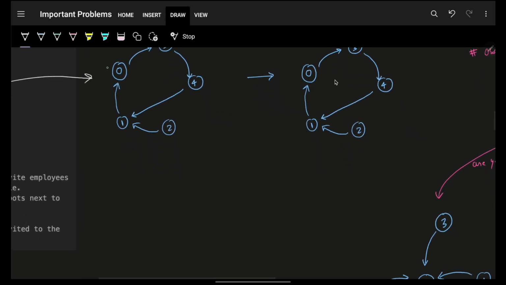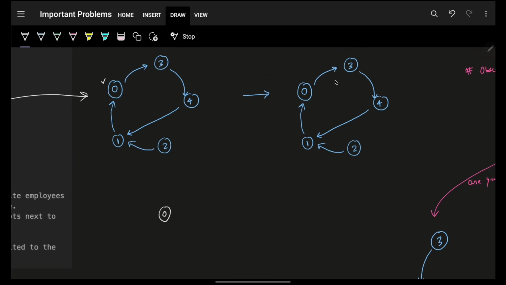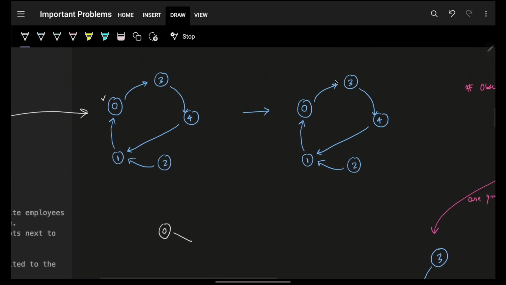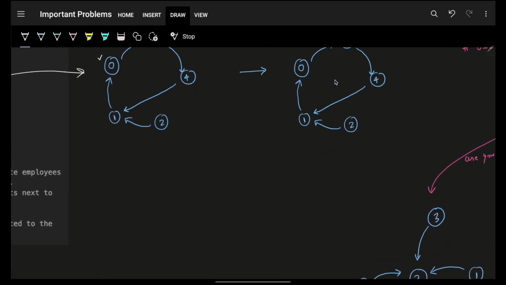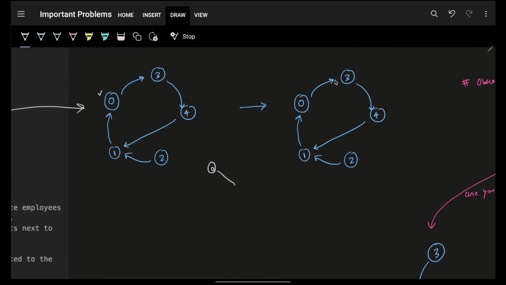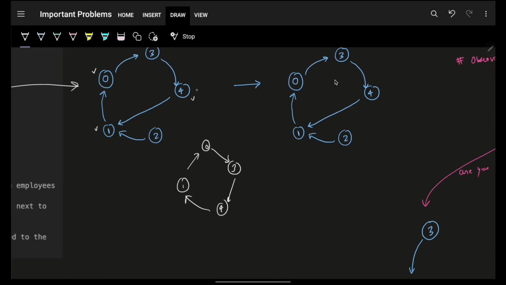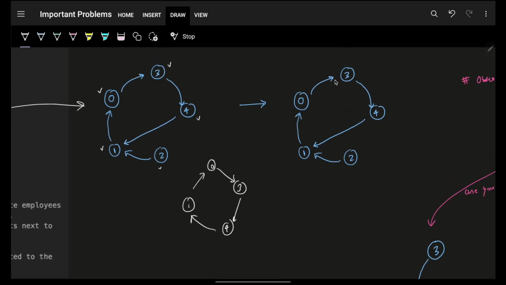Let's make them sit. If I make 0 sit, obviously 3 should be there. Okay, 3 is there. If I made 3 sit, obviously 4 should be there. If I made 4 sit, 1 should be there. If I made 1 sit, 0 should be there. Okay, now all of these I have placed. Can I place a 2 here?